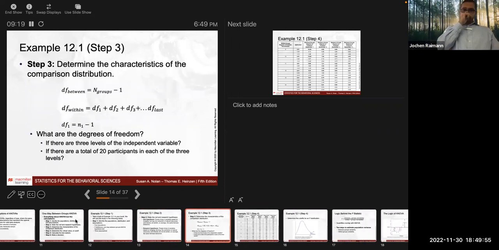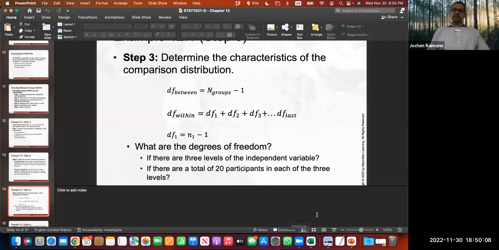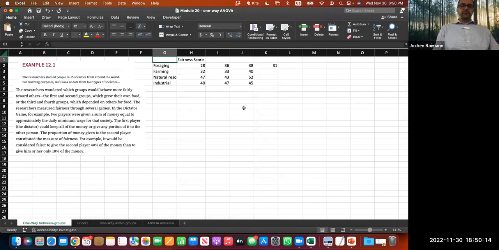Next, we need to quantify the degrees of freedom. That's the characteristics of the comparison distribution. And if we quickly look now in the spreadsheet, the calculation in the spreadsheet for an ANOVA is a little bit more complex. Now I have it here, okay.